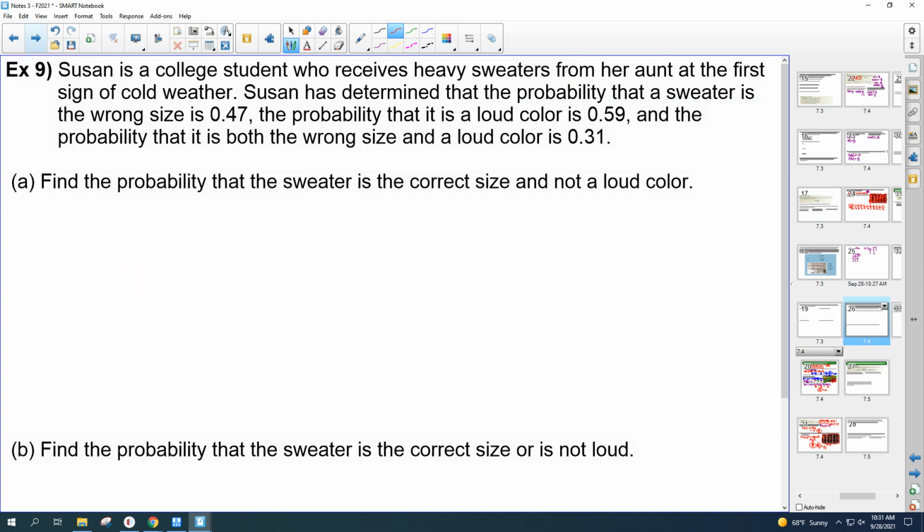Number 9, Susan is a college student who receives heavy sweaters from her aunt at the first sign of cold weather. Susan has determined that the probability that a sweater is the wrong size is 0.47. The probability that it's a loud color, loud meaning bright, is 0.59. And the probability that it is both the wrong size and a loud color is 0.31. Find the probability that the sweater is the correct size and not a loud color.